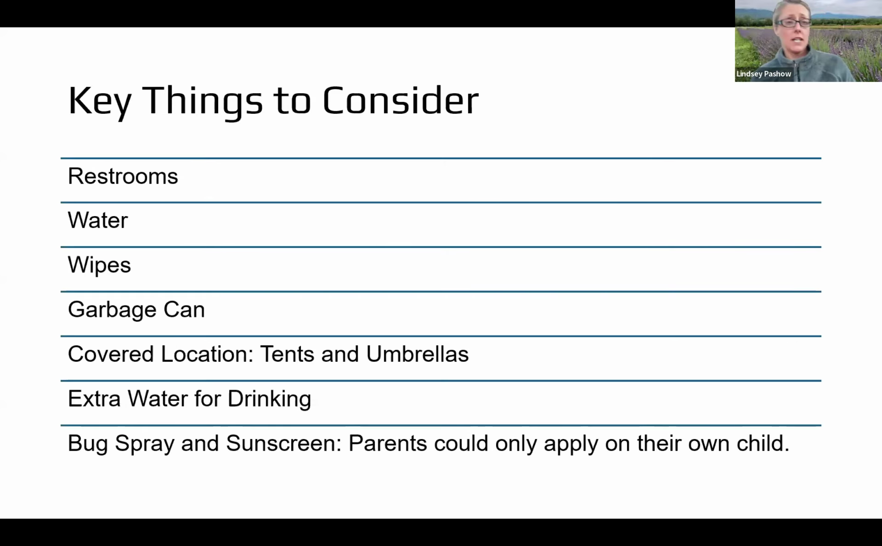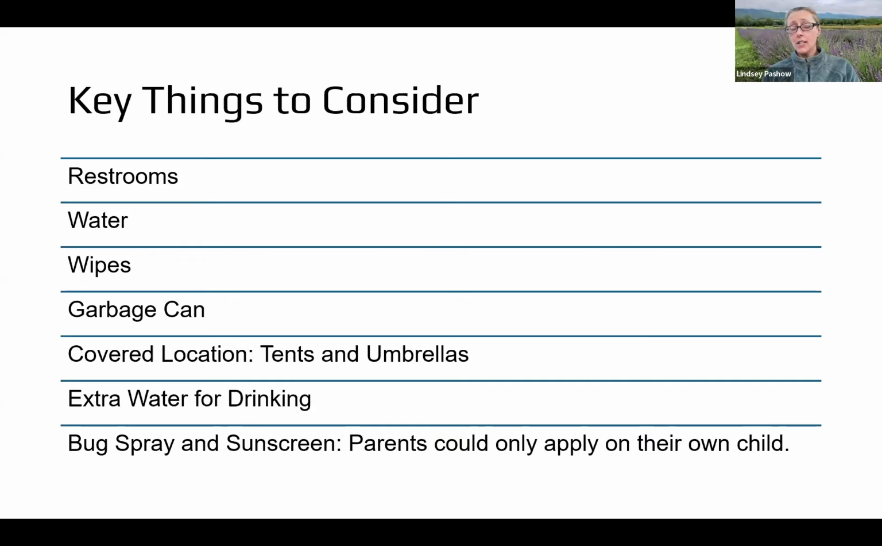Key things to consider: making sure you have available restrooms that are close by for the children. Water for rinsing their hands off, being able to wash their hands in the restrooms or, for porta potties, if you have a water spout outside, they can wash their hands up. Wipes, like water wipes, are great, or also disinfectant wipes, especially to wipe off surfaces. A garbage can, extra paper towels, a covered location, so either tents or umbrellas, or a permanent structure.